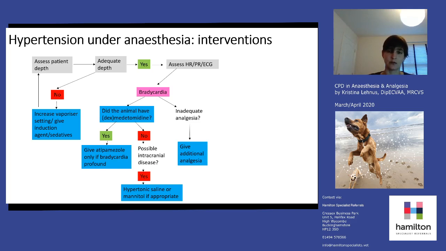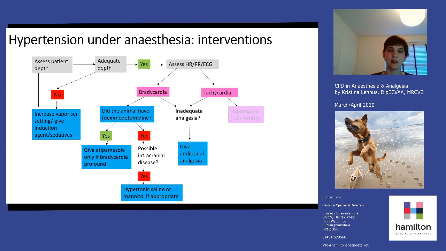If the animal is bradycardic, it's still possible that it's inadequate analgesia. So although most animals respond with tachycardia and hypertension, some animals actually develop a vagal response. They are so painful, they have a baroreceptor reflex, and they become bradycardic, and it's actually worth giving additional analgesia. If the animal really suddenly vagals, then I would still give anticholinergics like atropine as well as additional analgesia.